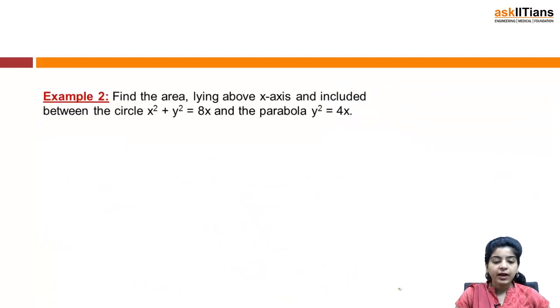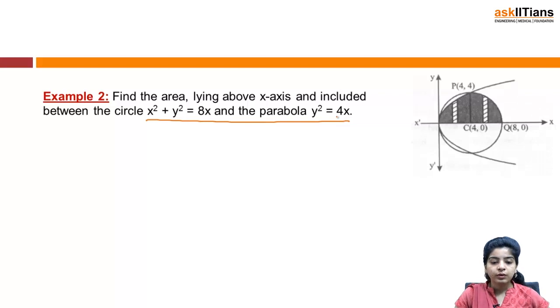The next question that we have is, find the area lying above the x-axis and included between the circle x² + y² = 8x and the parabola y² = 4x. So, area lying above x-axis, and included between the circle x² + y² = 8x, you can draw the circle, this is the circle x² + y² = 8x, and the parabola y² = 4x is this.